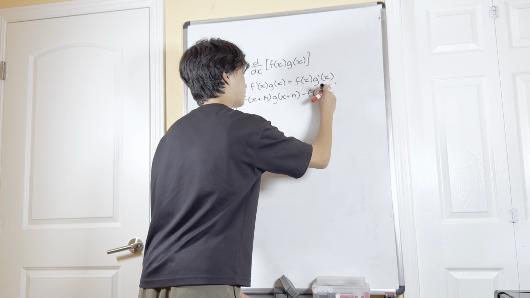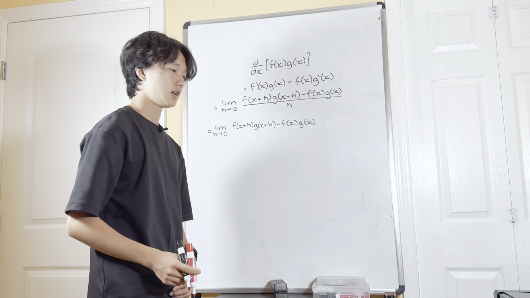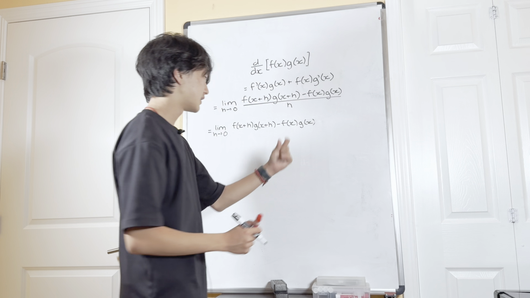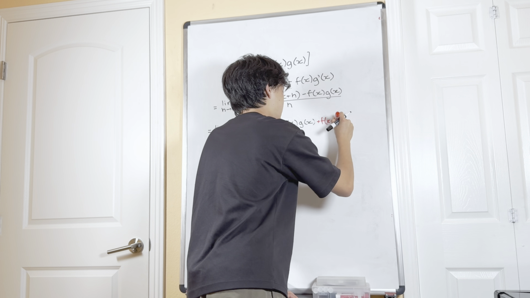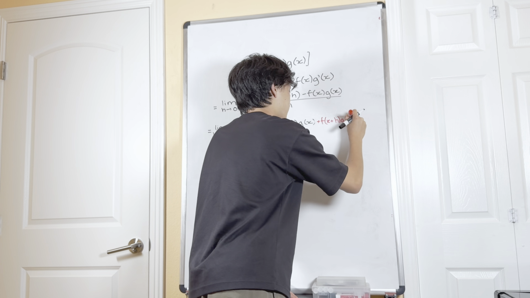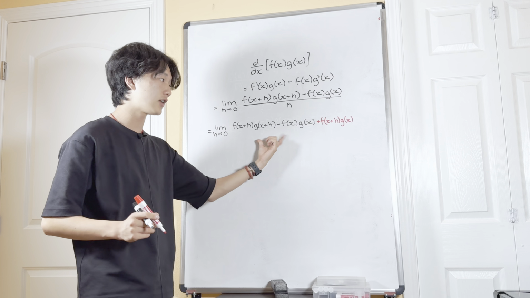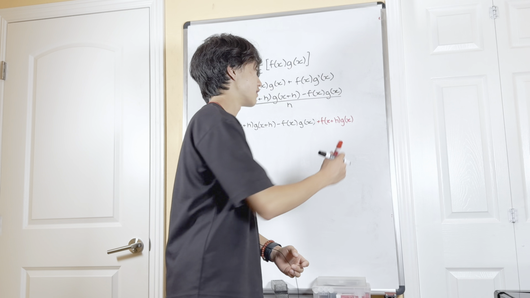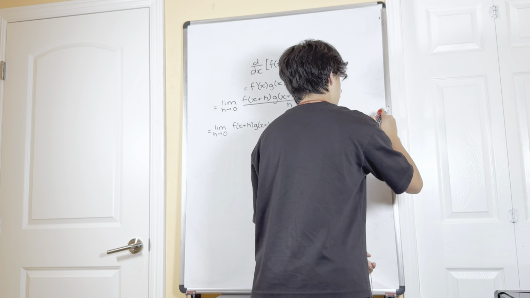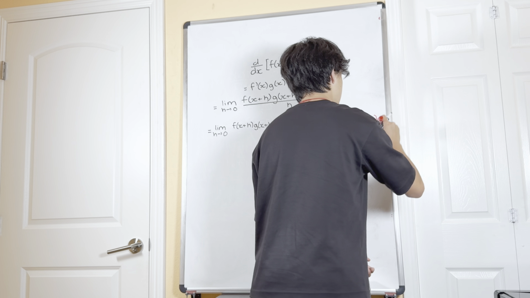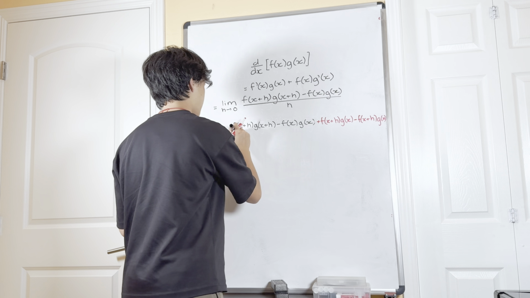So I'm going to copy this back down. And the function that we're going to add and subtract is this: f of x plus h times g of x. But then to be able to cancel out with this, so we maintain the original value of this expression right here, we also have to subtract it off. So it's kind of like adding 0, because this and that cancel out. So it doesn't affect what we're dealing with right here.